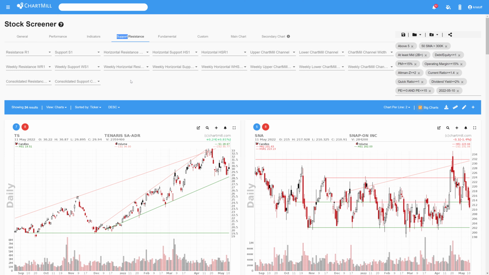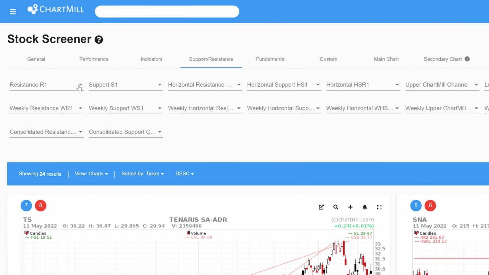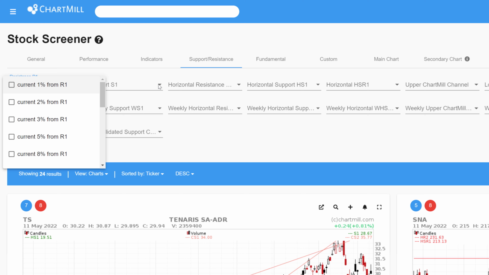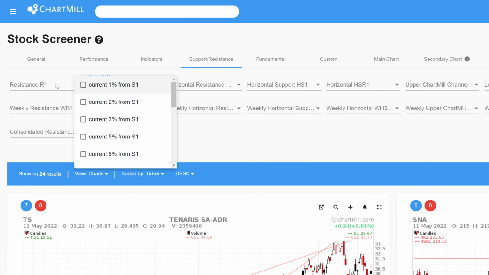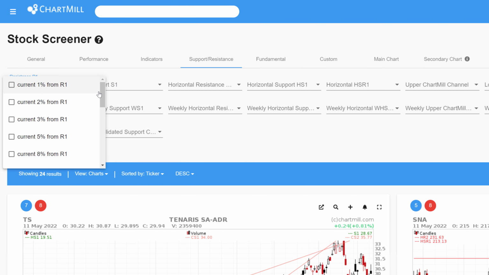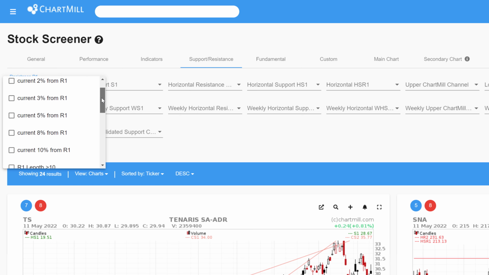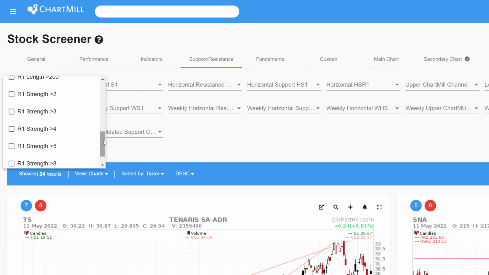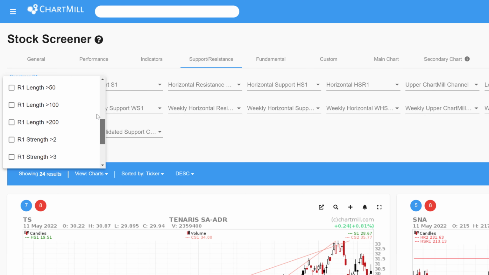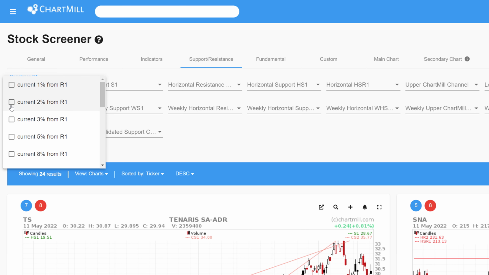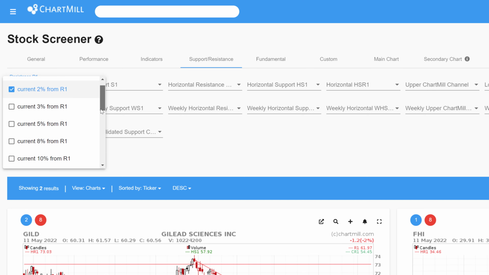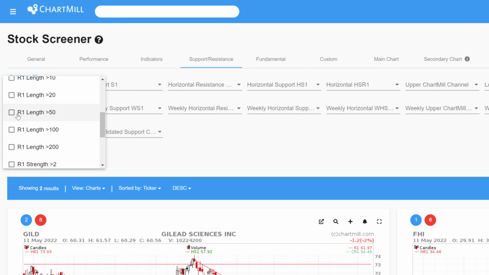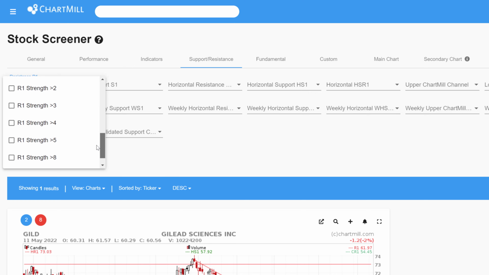The first two tabs, Resistance R1 and Support S1, take into account the diagonal support and resistance lines. And you can set up how far the price should be from the next diagonal resistance or support, how long this support or resistance zone should exist, and how many times the price already had to test this specific zone. As an example, I set up the following filters. For resistance R1, I choose current 2% from R1, R1 length greater than 50 and R1 strength greater than 3.